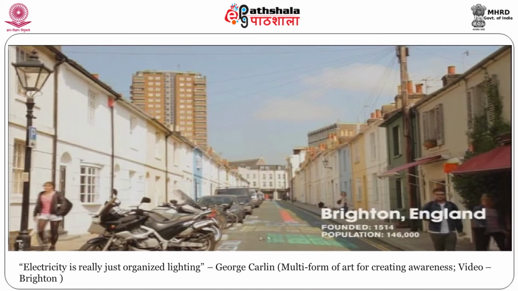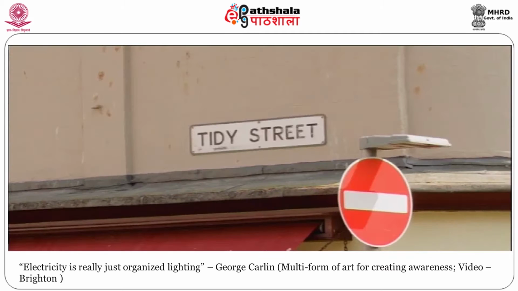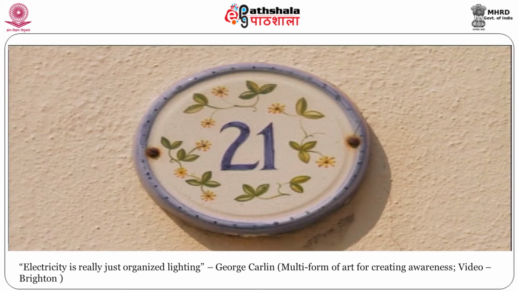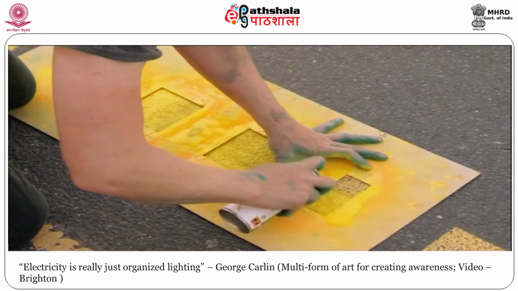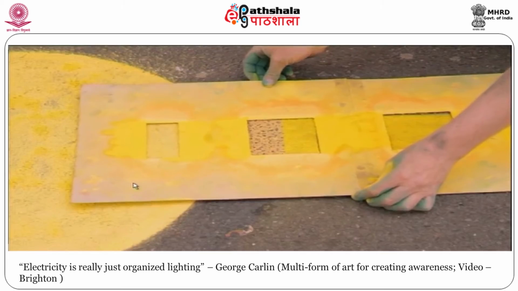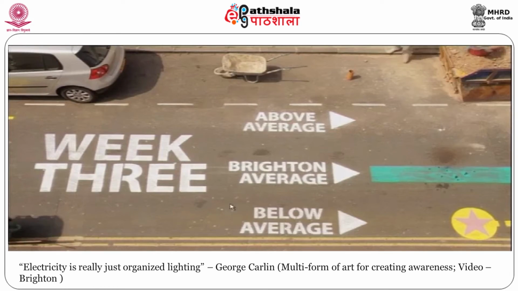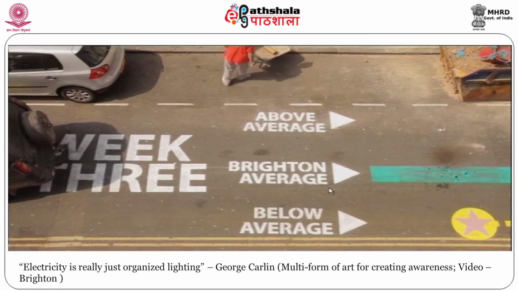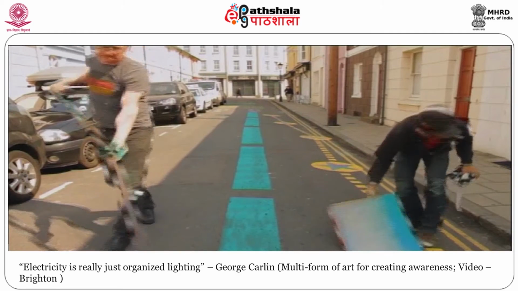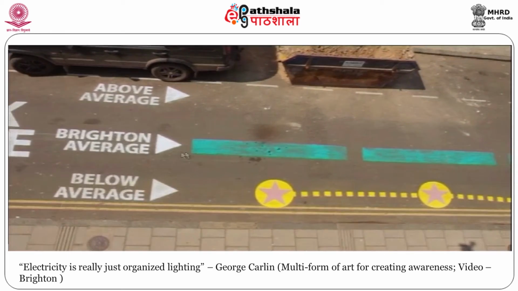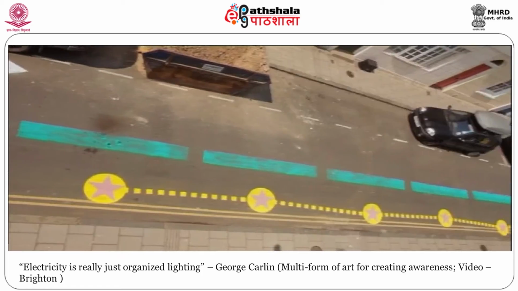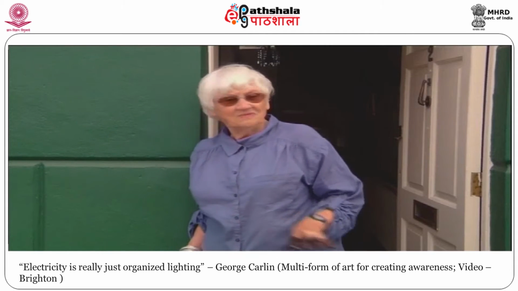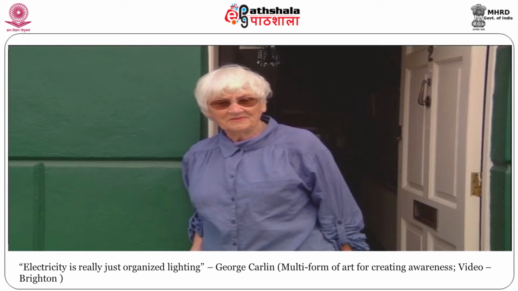So, here you have the usage of electricity in a small city called Brighton in the UK, in Tidy. And this street is called Tidy Street, where the activists have used art as a form to reflect and showcase the usage of electricity in Tidy Street when compared to the city of Brighton's average. And this is a reflection of the graph as to how it is going. It is below the average throughout, but constantly rising. The citizens, they define how they want the city. They want an ecologically well-to-do city.